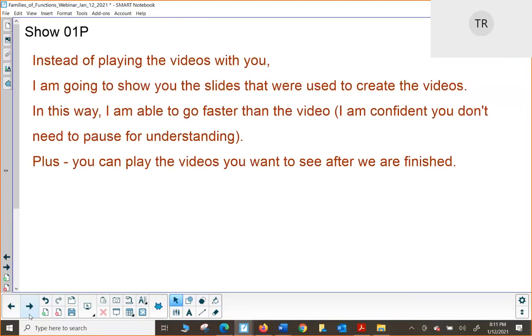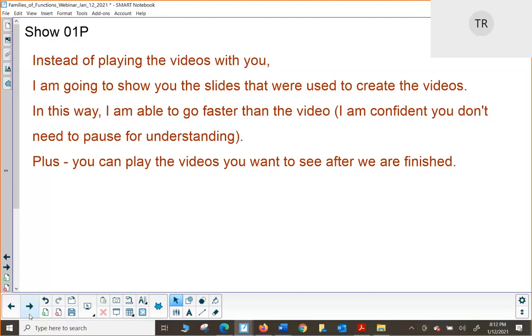All right, so what I'm going to do is show you 0, 1P, which is how to graph a parabola as if you'd never seen it before. But instead of playing the videos with you, which I think would just be insulting, plus also long, I'm going to show you the slides that were used to create the videos. So you're going to see the videos kind of in fast forward, and I'm going to go much faster than the video would be. I'm pretty confident you won't need to pause for understanding, but I want you to get a sense of what these are doing. But keep in mind that the videos go slower, plus students can always pause and they're encouraged to do that. Remember, you can always play the videos you want to see after we're finished.